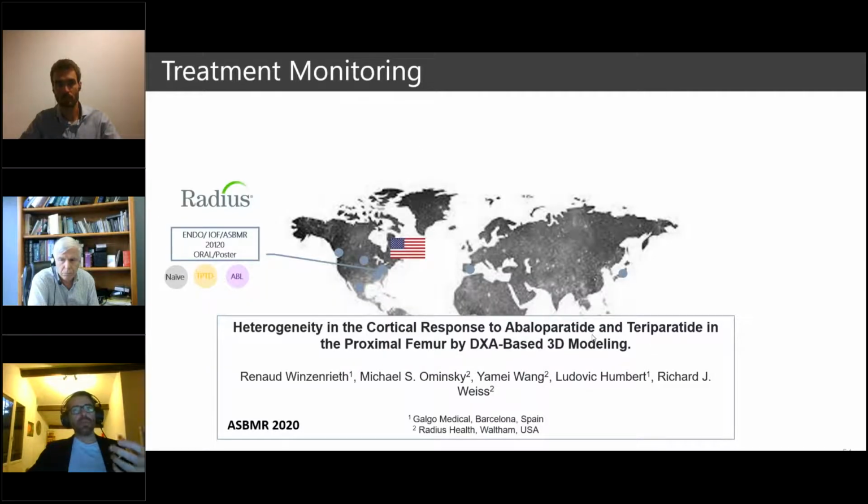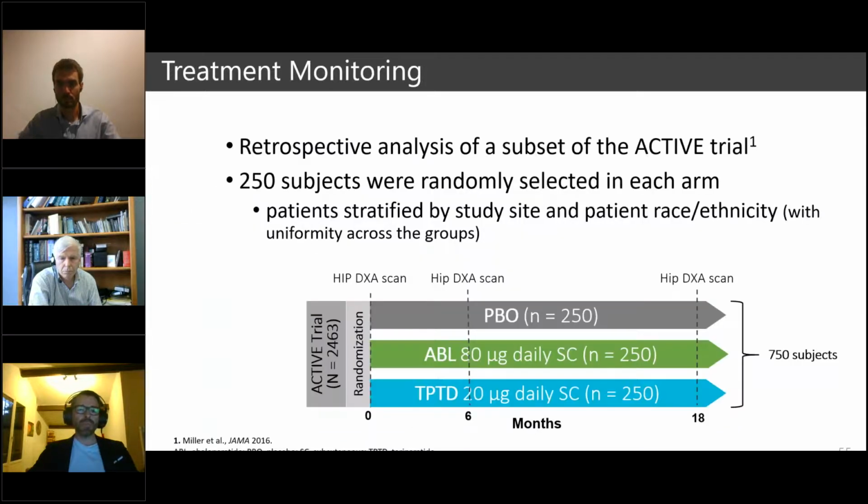Another interesting result came from the analysis of the ACTIVE trial. This is really new and presented only this year, sorry. This study has been done in collaboration with Radius Health. We retrospectively analyzed a subset of the ACTIVE trial, which represents 1/3 of the entire cohort.